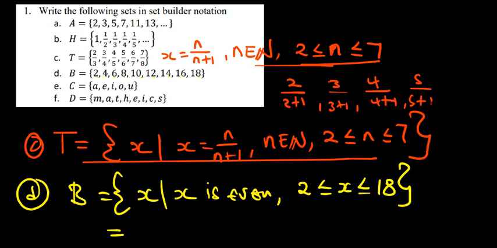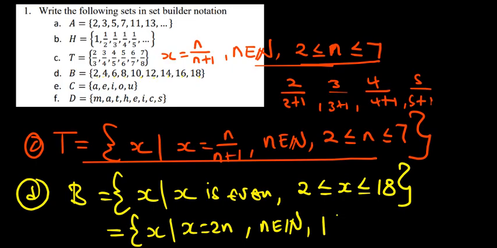We can also represent this set B in another way. We can say set of all x's such that x is equal to 2n, where this n is a natural number and the n is between 1 and 9. So we're going to say 1 and then n, 9, like that. So you can represent this set in two ways. You can use the first one that I used there, or you can use the second one. Both of them will give you the same outcome.